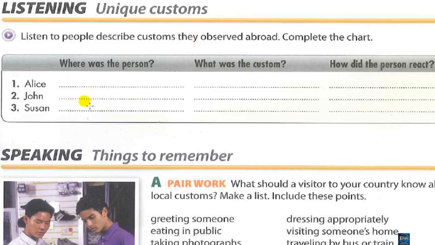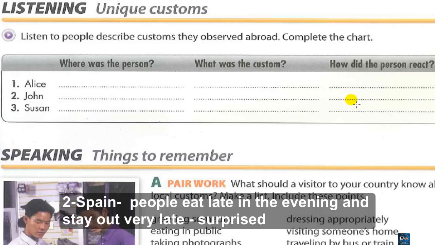Number 2, Jean. Where was Jean? Jean was in Spain. What was the custom? People eat late in the evening. So the dinner is at 9 and sometimes 10 o'clock. People eat late in the evening and stay out very late. They could stay out until 2 or 3 o'clock in the morning. So how did he react? He got surprised. So, Jean, Spain, people eat late in the evening and stay out very late, surprised.